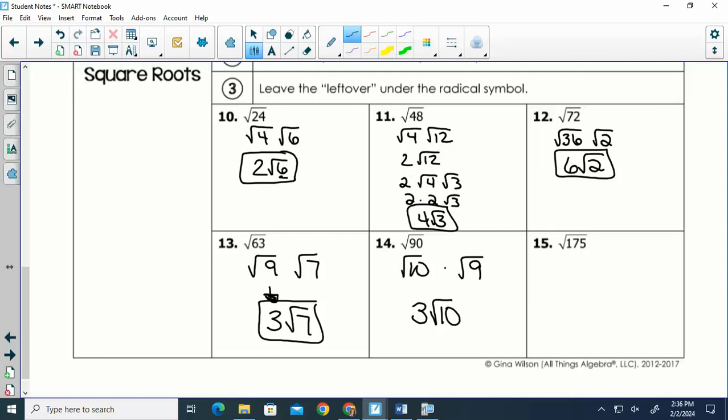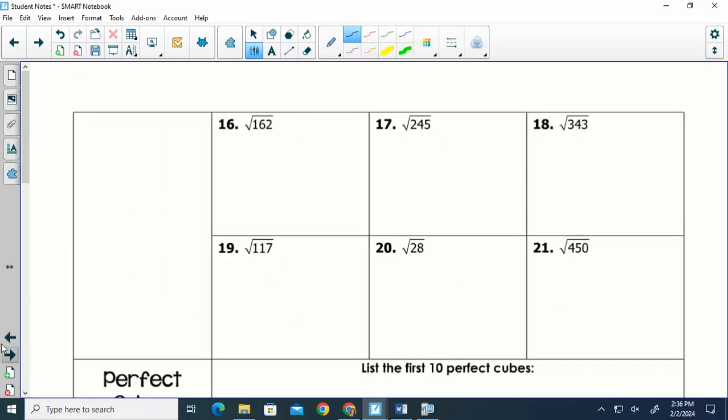175. Okay. You could do 25 times 7. What is the square root of 25? 5. Can we do the square root of 7? Okay, what questions do we have on those 3? Let's go to the next page. We're going to do a few more. So everybody with me here.